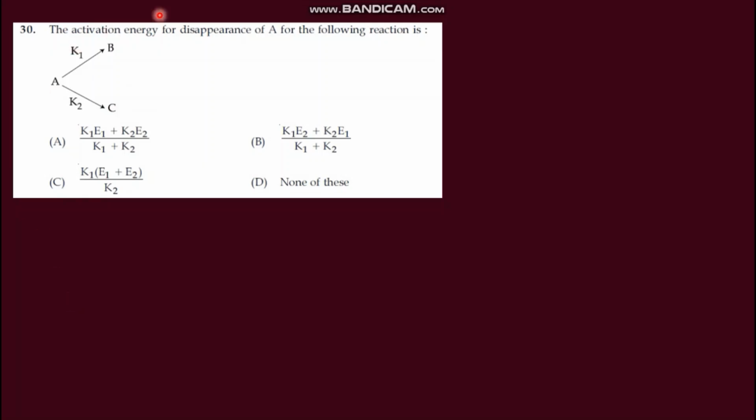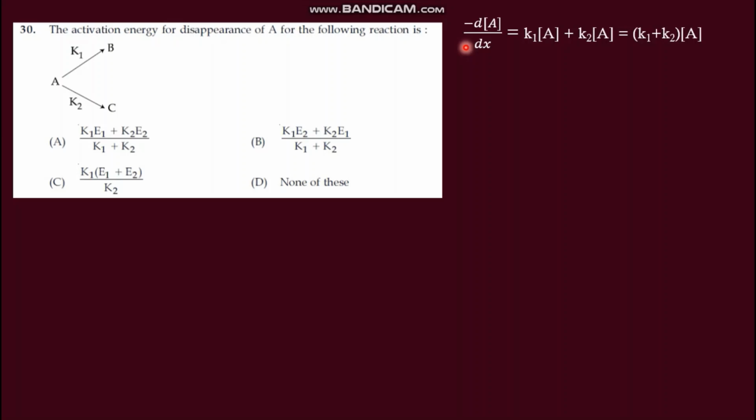Last question in this video. The activation energy for disappearance of A for the following reaction is: A gives B, A gives C. And for A gives B, the rate constant is K1, and for A gives C, the rate constant is K2. We have to find out the overall activation energy, and this represents a parallel reaction.